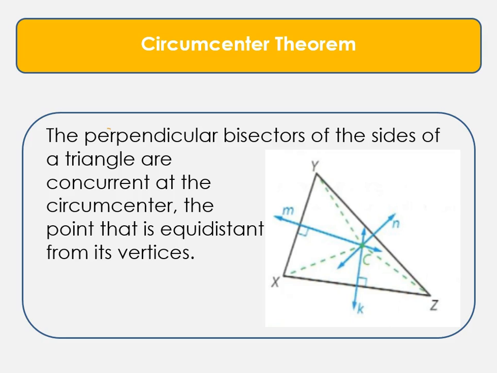But another thing that it did, and let me get my highlighter, it allows us to draw a line from the vertex to the point of concurrency, or the circumcenter, and each one of those lines is congruent to each other. So that means that CX is congruent to CY, which is also congruent to CZ.